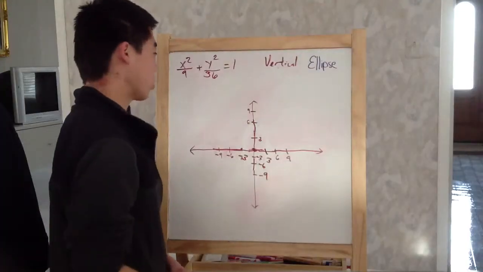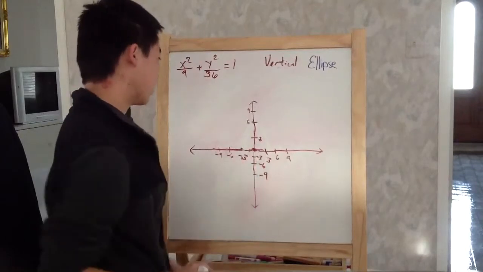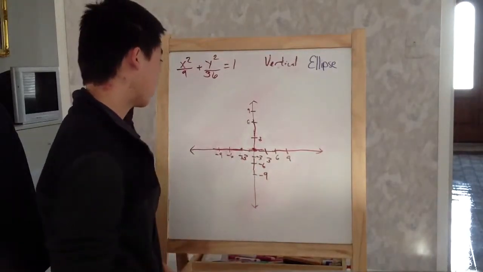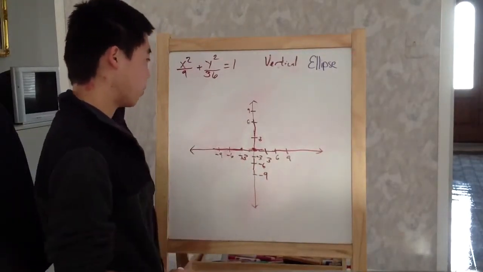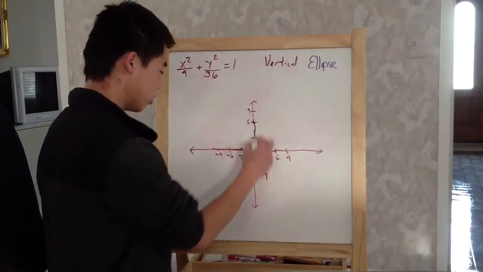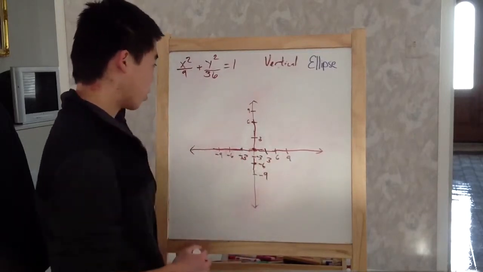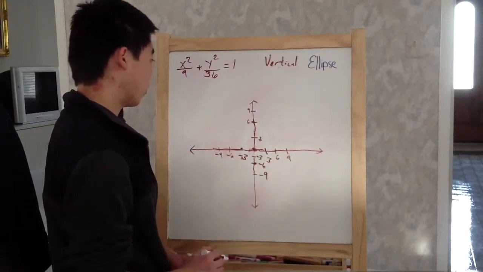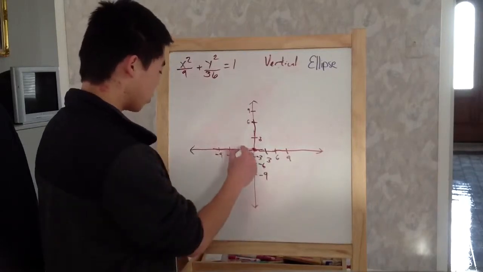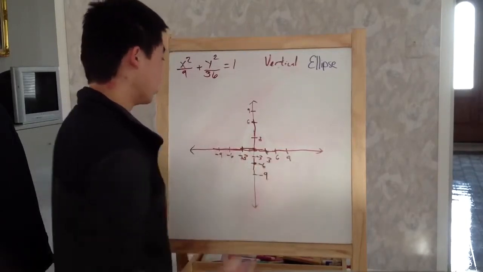Okay, so this is a vertical ellipse, and the center is going to be at the middle, at the origin, because there's no changing values of x and y. To find the vertex, we need to find the square root of 36, which is 6. So the points will be at (0, 6) and (0, -6), since this is a vertical ellipse. To find the co-vertex, you need to find the square root of 9, which is 3. So the points will be (-3, 0) and (3, 0).